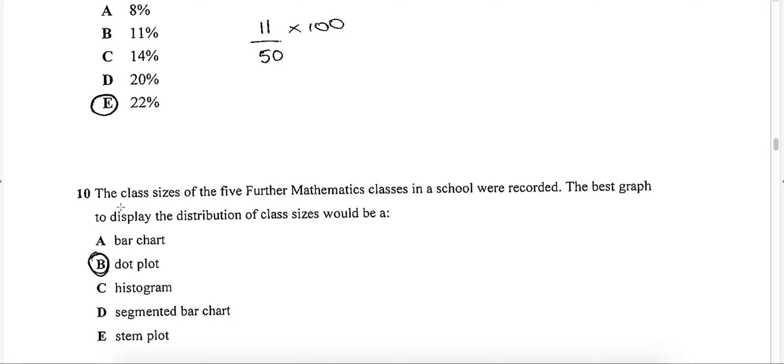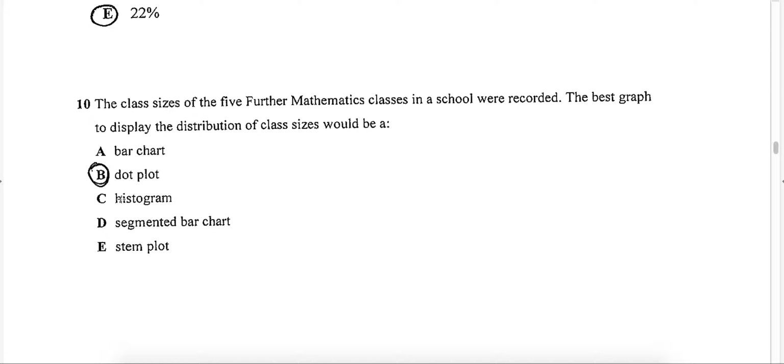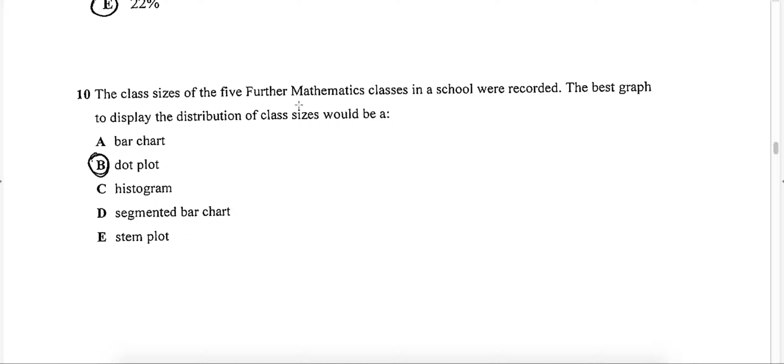Now this one I'm going to skip over only because we needed probably to give you a little bit more information in this particular question. So the class sizes of 5 further maths classes were recorded. So if I just make up some data now, just say you had a class that was 20, 22, 22, 23, and say 24. So that's our data there. We've got only 5 pieces of data.